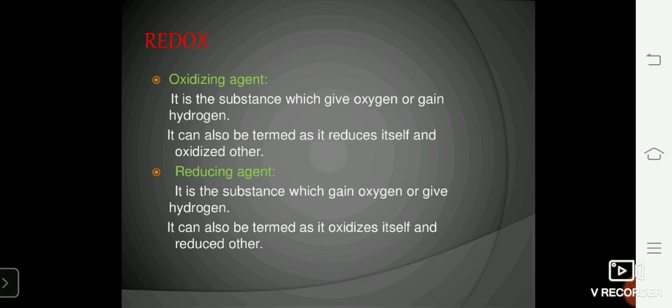Then you have to write down the definition of displacement reaction. Then double displacement. In double displacement, you have to copy down the definition of neutralization reaction and precipitation reaction. Then you have to write down the definition of redox reaction. In redox reaction, you also have to write down the definition of oxidation, reduction, oxidizing agent, and reducing agent. While writing these definitions, you have to copy down at least two examples for each definition from your textbook.